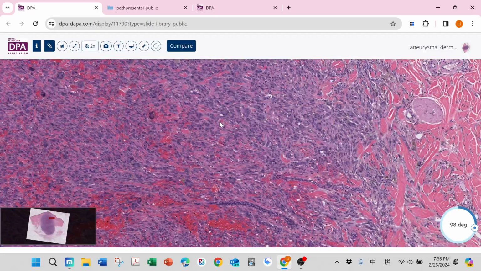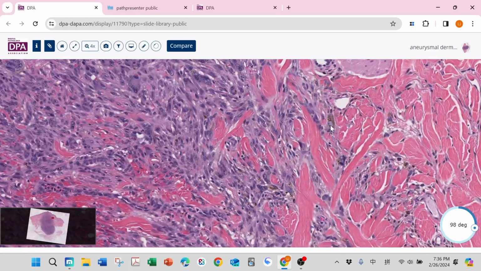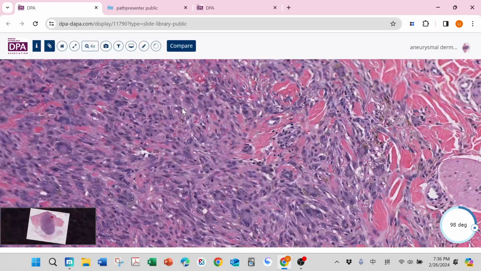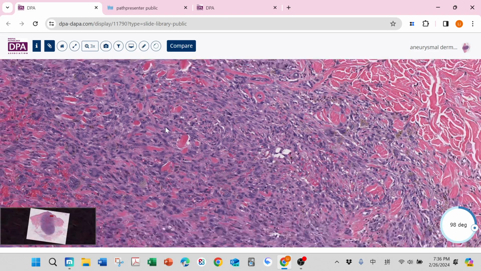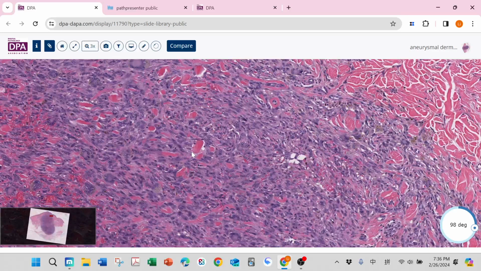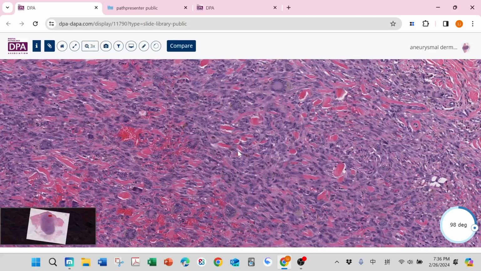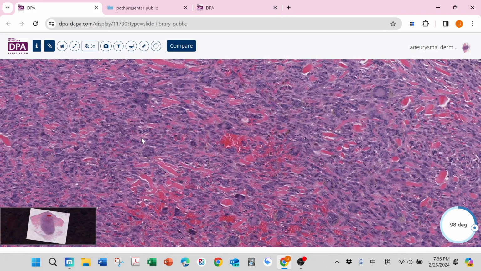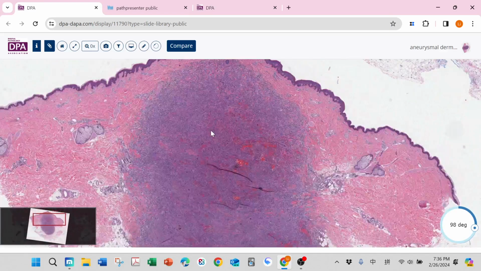And the collagen trapping is really classic. We can see here is hemosiderin, collagen trapping, no fascicular growth, no herringbone, no storiform growth. This is good for aneurysmal dermatofibroma.